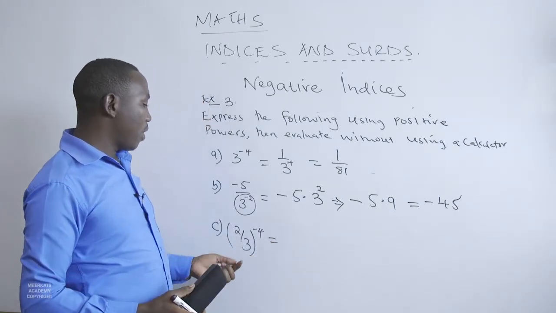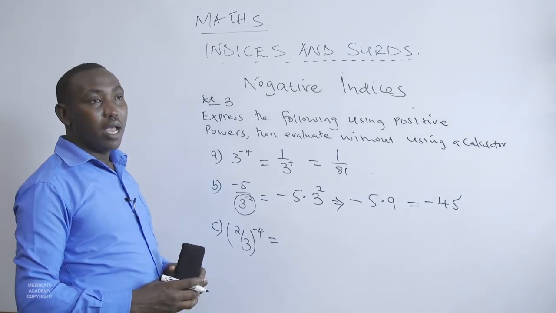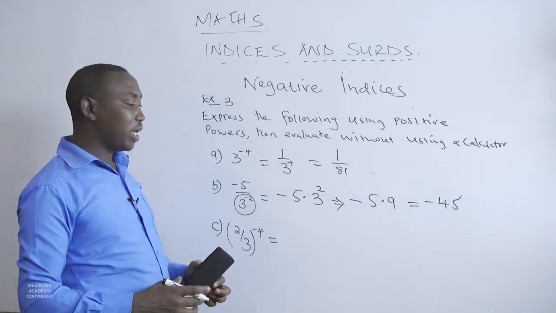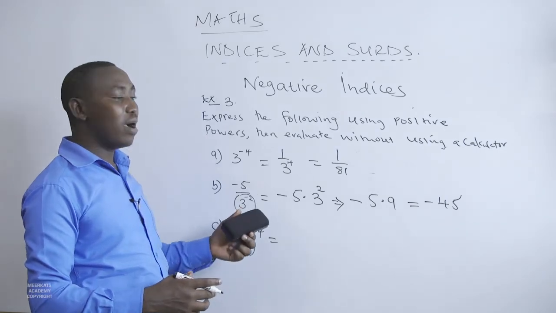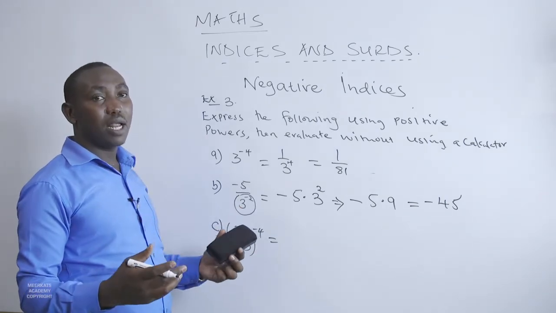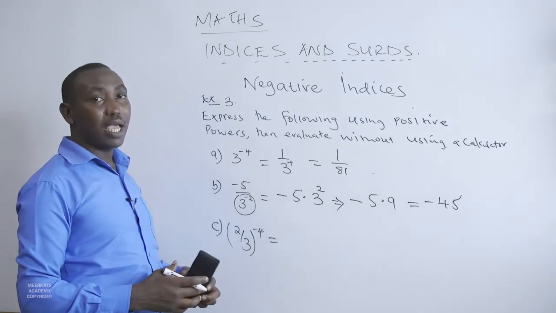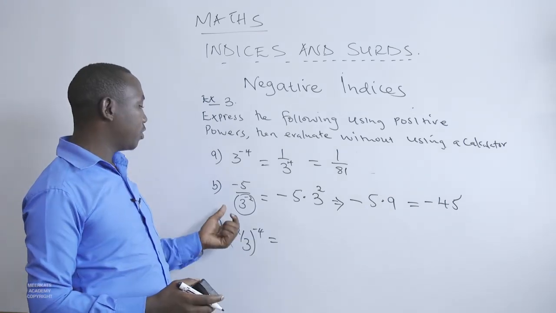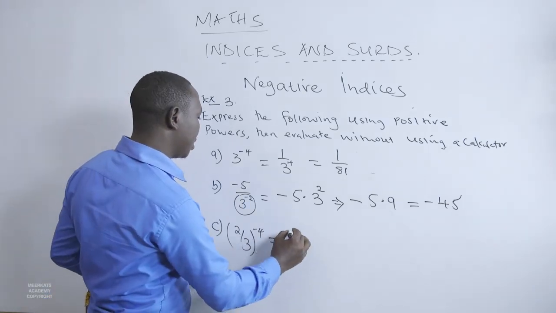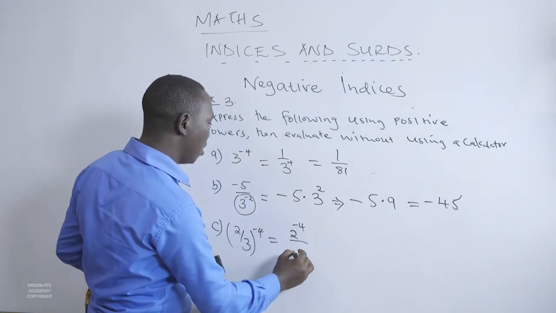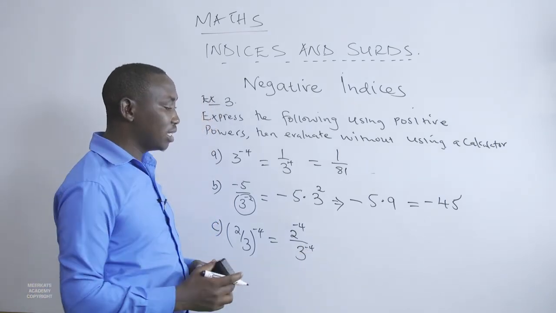Part C, we have 2/3 raised to the power of negative 4. From our previous experience, you can recall that whenever we have division raised to a power, we extend our law for division. This tells you that we need to apply the negative 4 to both the numerator and the denominator. This will give us 2 raised to the power of negative 4 all over 3 raised to the power of negative 4. That is the first step.